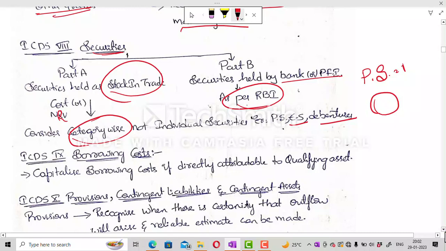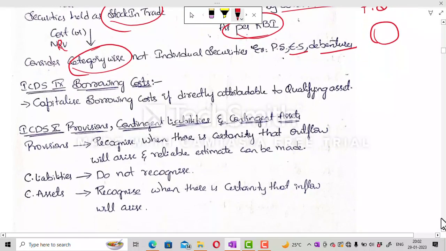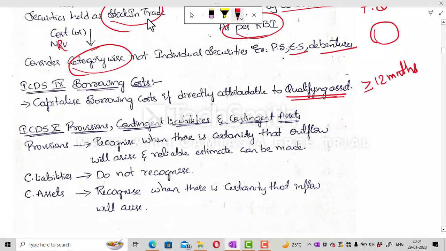What should we do for borrowing cost? We should capitalize the borrowing cost if directly attributable to a qualifying asset. What is a qualifying asset? An asset which takes more than or equal to 12 months for its construction or acquisition. So if we incur any borrowing cost for that, we need to capitalize that expense to the asset only.